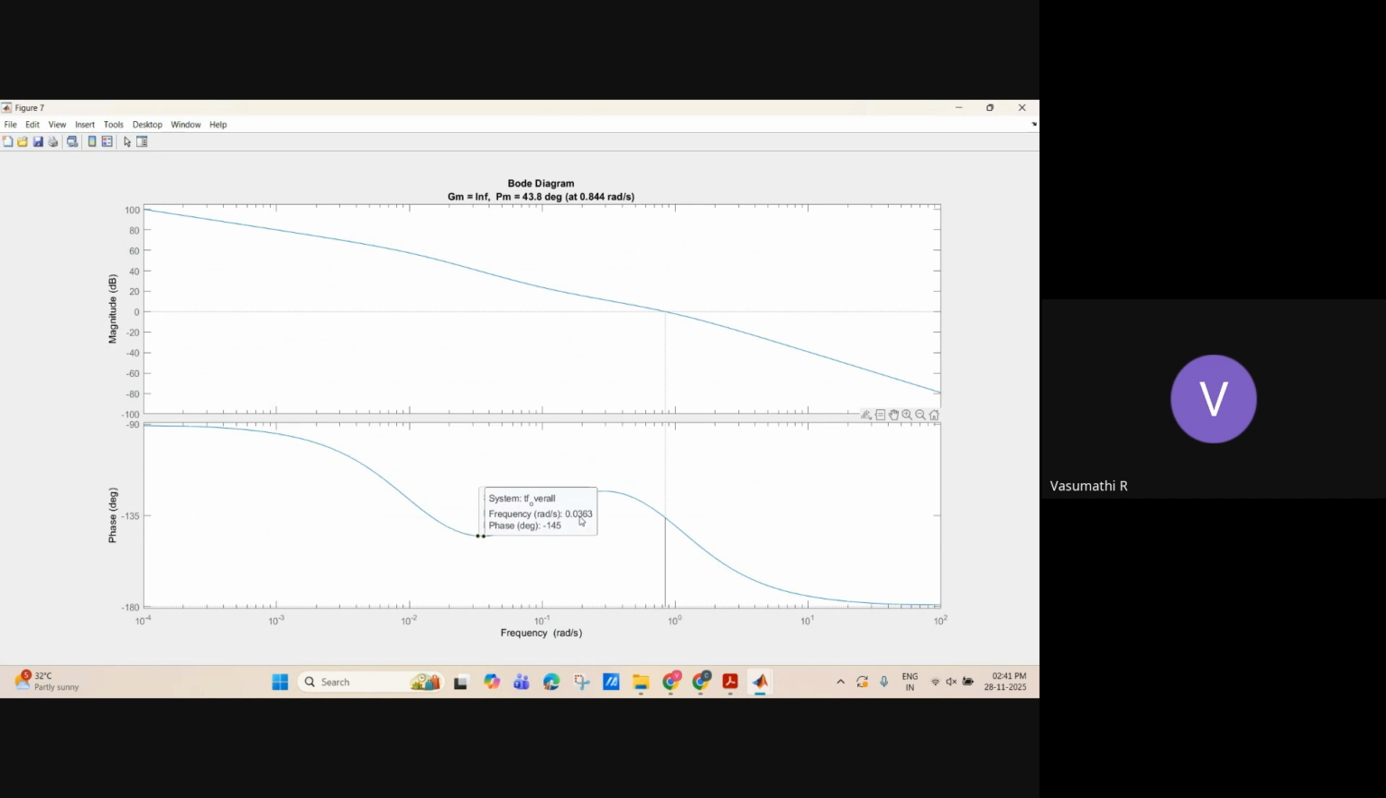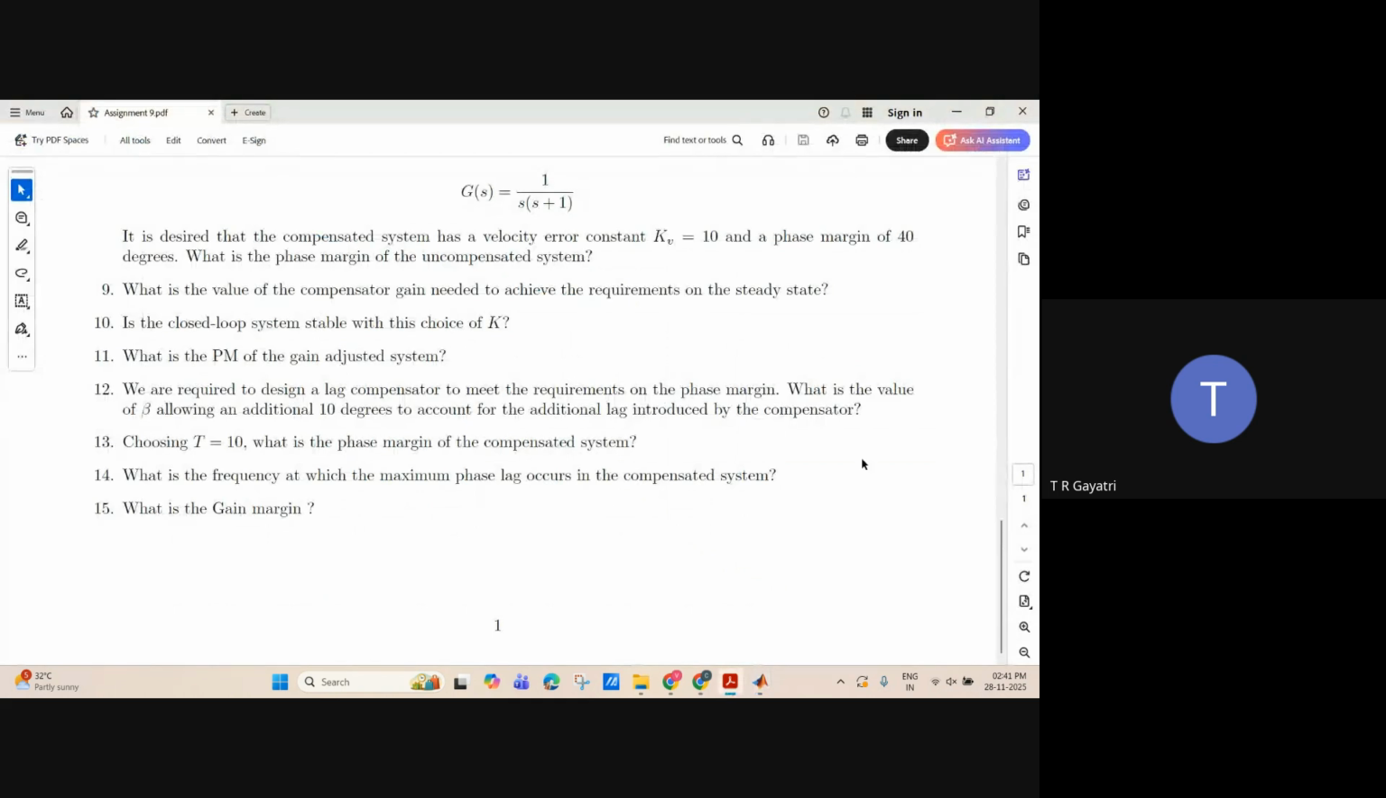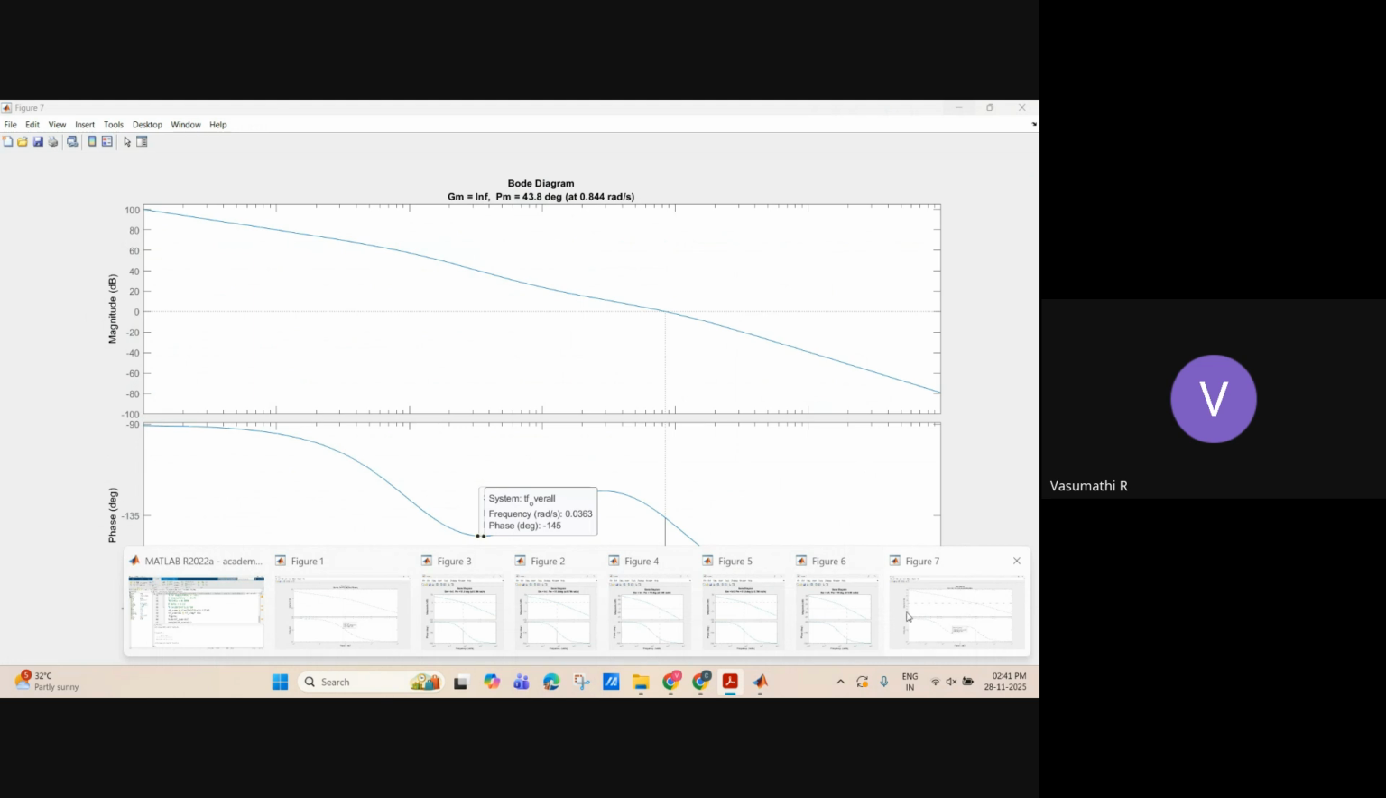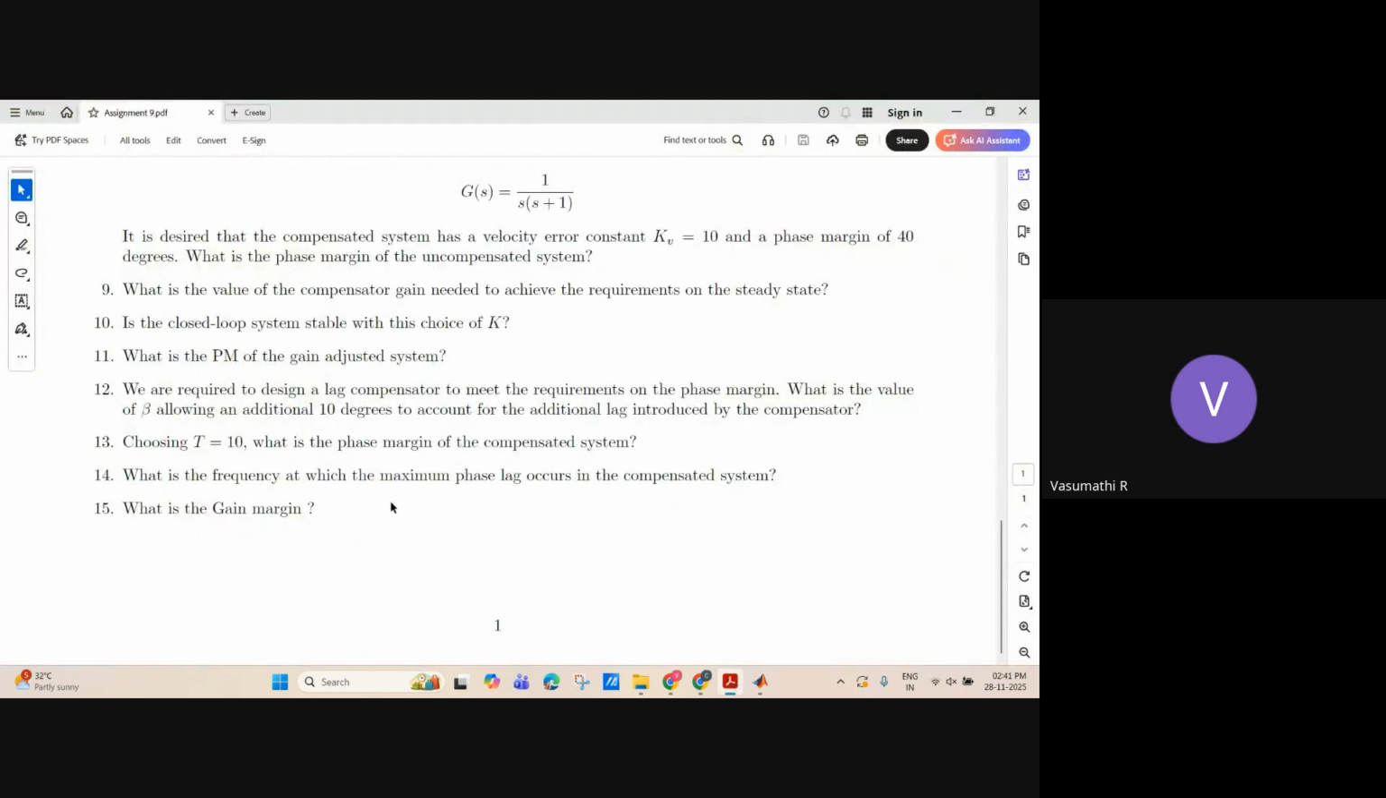If you find it using the formula, you will find the phase first. After finding the phase angle, you can check the frequency at this phase angle. That also will work. Okay. And the gain margin is infinity. Overall, for all the systems, we found only infinite gain margin, right? So for the last question, gain margin is infinity.